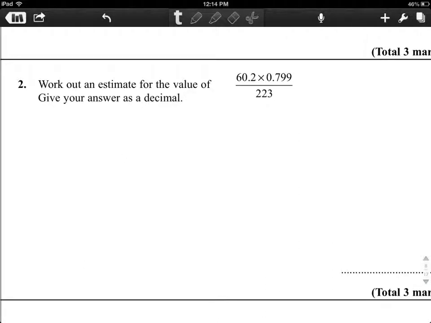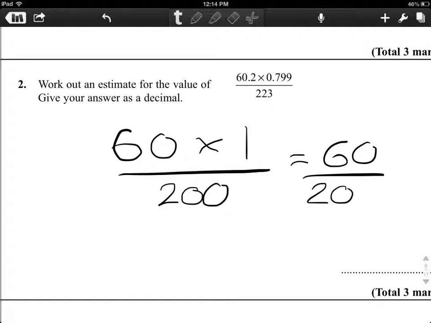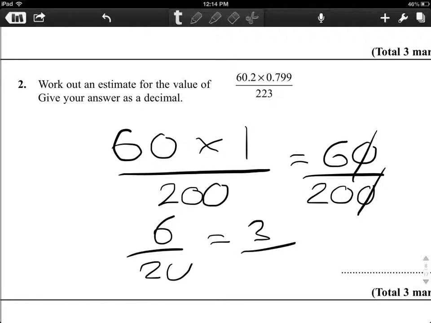Okay, work out an estimate, so we've got 60 times 1 over 200. So that's 60 over 200, which cancel the noughts, is 6 over 20, which is 3 over 10. And then we've got to give the answer as a decimal. The answer is 0.3. Notice it says give your answer as a decimal.